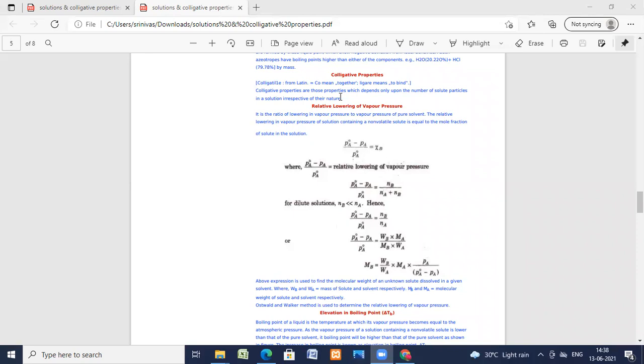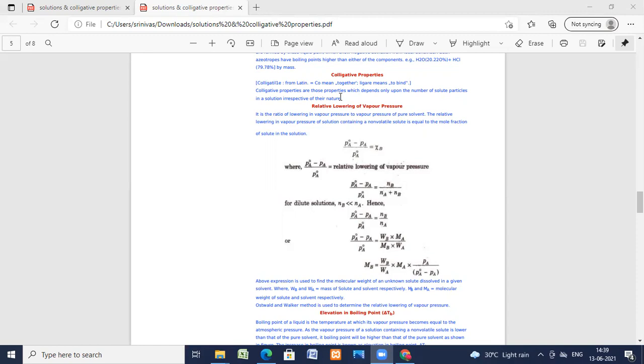So the properties which depend upon the number of solute particles, in solutions containing a non-volatile solute, but don't depend upon the nature of the solute, are called colligative properties. That property of a dilute solution which depends upon the number of solute particles and not the nature of the solute particles is called a colligative property.